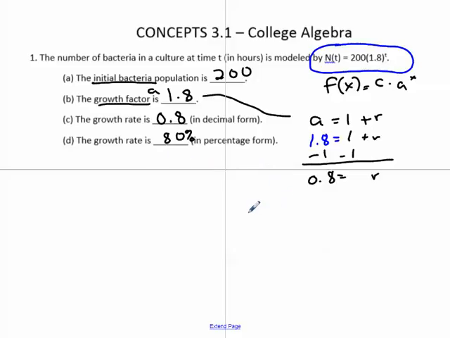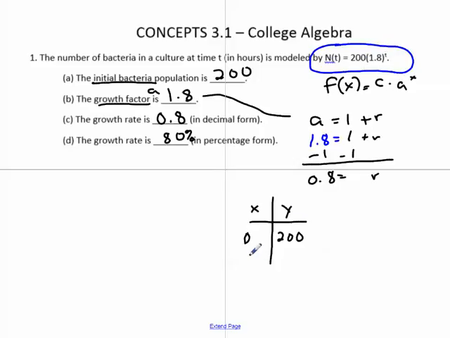These all work together in terms of x and y tables. If I've got an x and y table, and I start at 200, if my x value is 0, then my y value is 200. In this case it'd be the t value: if my t value is 0, 1.8 to the 0 power is 1. 1 times 200 gives me 200.